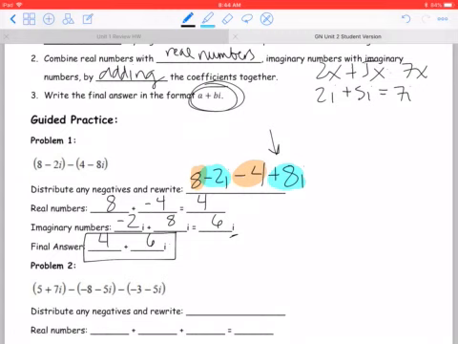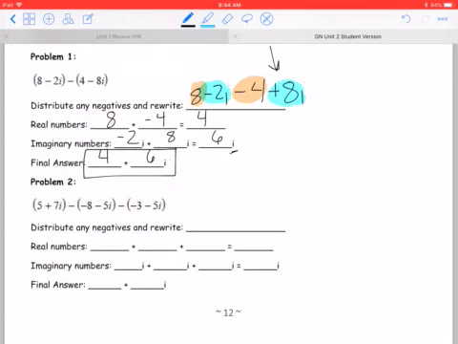So just because I wrote the i already on there does not mean you need to forget the i when you're writing your answer. Okay, problem number 2 is just a little bit longer. So again, distribute that negative first, and this one has another negative that needs to distribute. And then you're going to rewrite the answer. So go ahead and write that answer in.